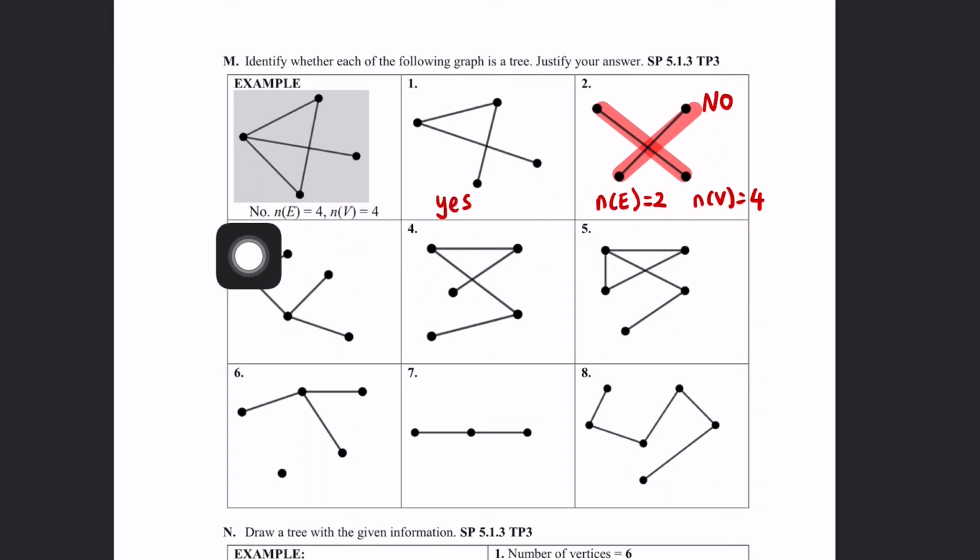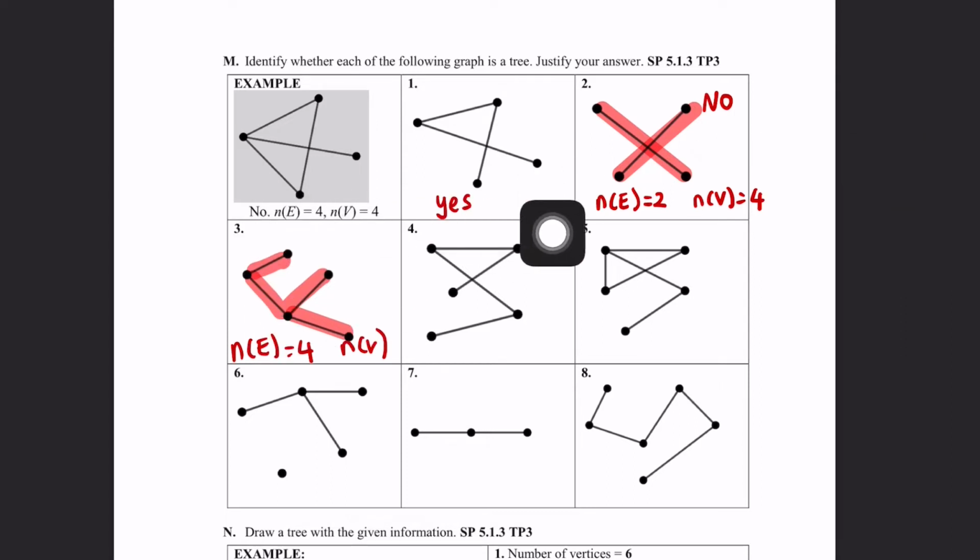Next, number 3. Okay, number 3. Okay, kita cuba check number of edges dia. Number of edges kita ada 1, 2, 3, 4. Okay, number of edges kita ada 4. So, number of vertices. Ada berapa vertices? 1, 2, 3, 4, 5. So, number of vertices kita ada 5.